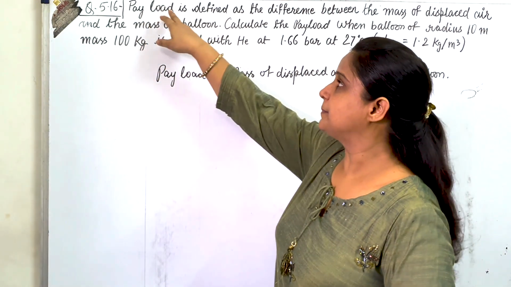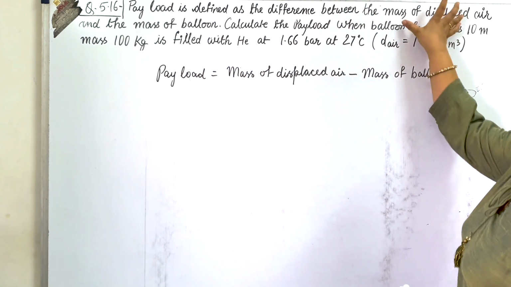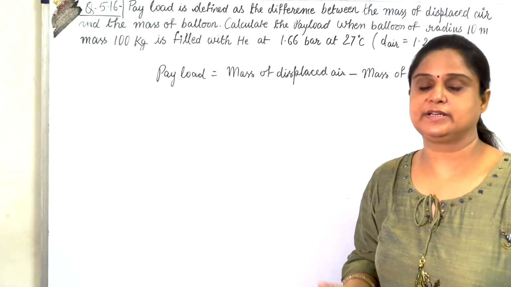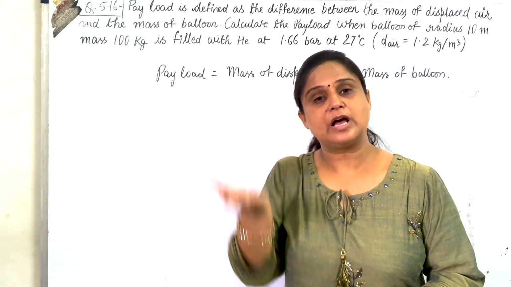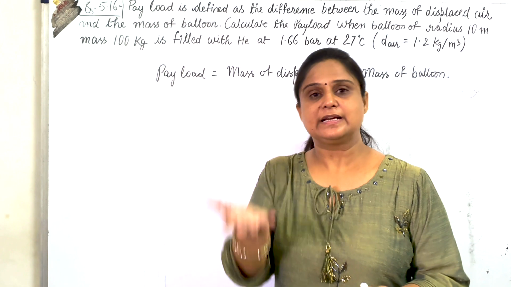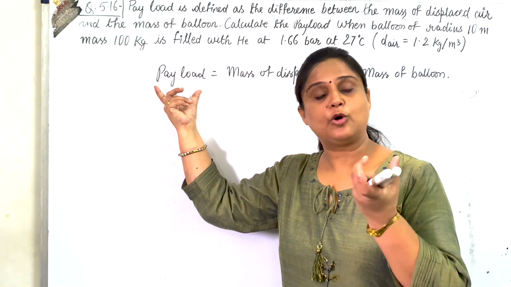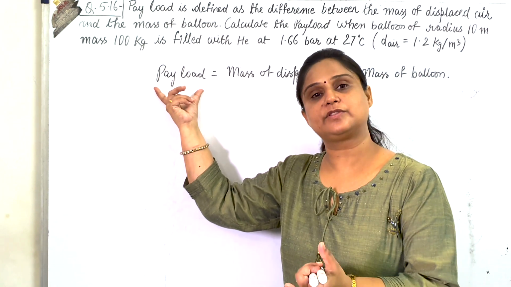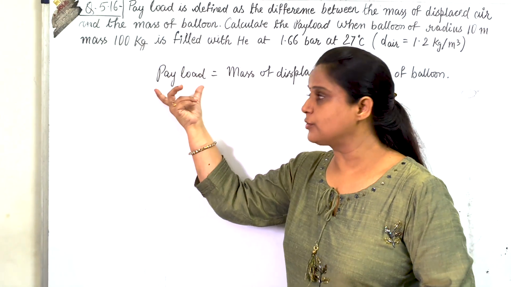It is given that the payload is defined as the difference between the mass of the displaced air and the mass of the balloon. So what we are going to talk about here is the payload of a balloon which is uplifting. Always it is taking some of the mass with it. So how much mass is it going to carry with it? That is the lifting capacity of the balloon we are going to talk about here. This is called payload. So how are we going to calculate it?